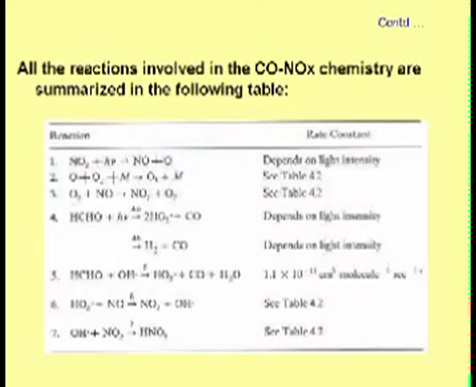Okay, let's summarize these reactions. All the reactions involved in CO NOx chemistry are summarized here. That is a repetition.